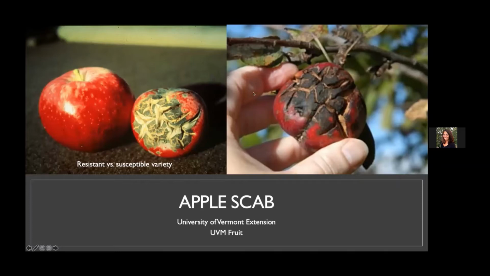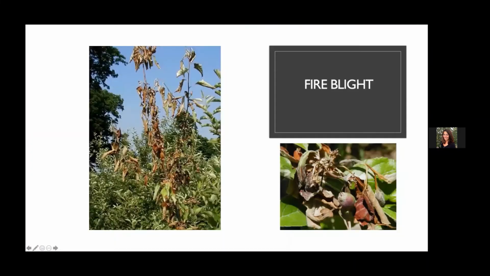So for most of you that are out there over Zoom, you're probably thinking, ew, I don't want to eat that apple. So this is why we do recommend that you try to find varieties that are going to give you that resistant property inherently and set you up for success.